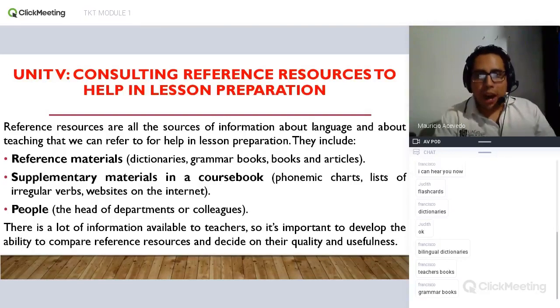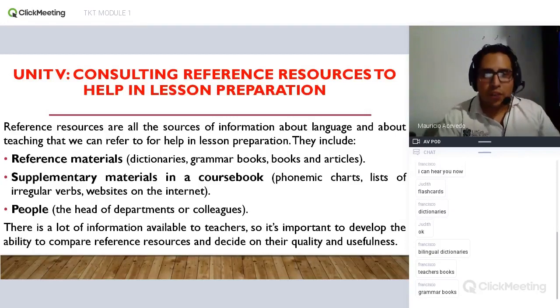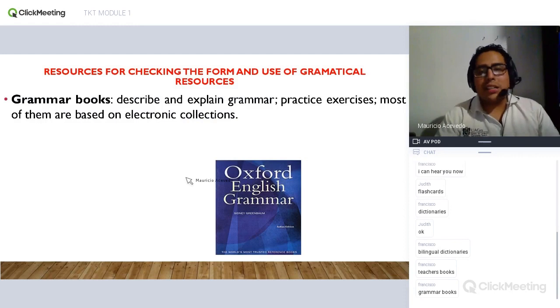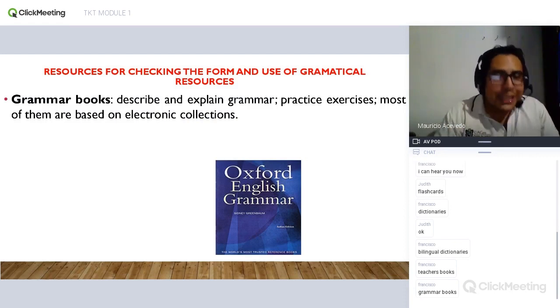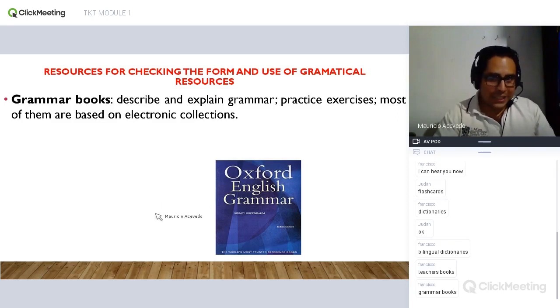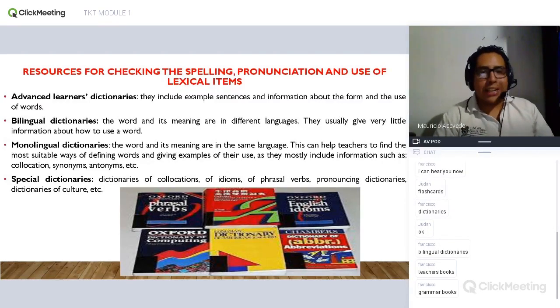In the previous class we were looking at reference materials. What is this? Well, for example, grammar books help me to explain and practice grammar. We also have other resources which will help me with my spelling, my pronunciation, and especially with my lexis, such as dictionaries. We have four types of dictionaries. Indeed, there are more, but we just looked at four.